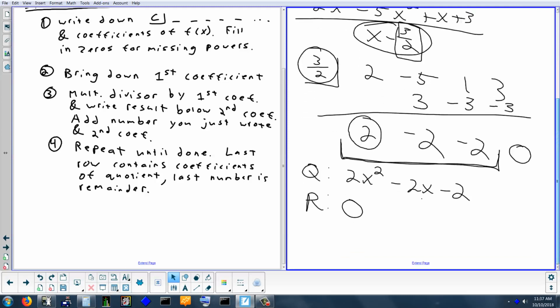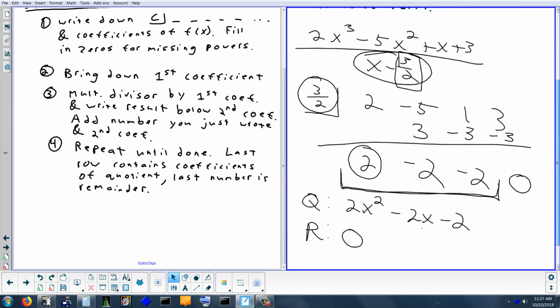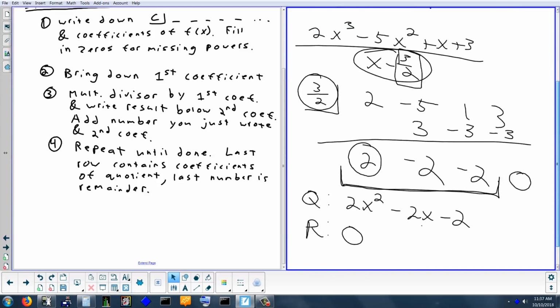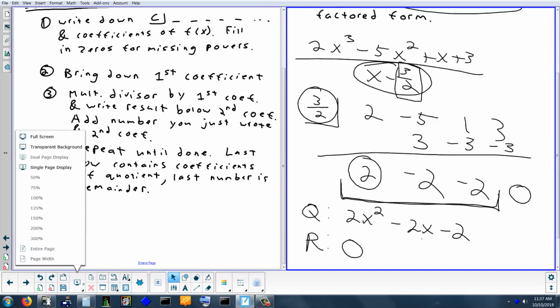Okay, we're going to do another synthetic division. Any questions on that one? It's a much faster way to do division, and it takes up a fixed amount of space, whereas long division keeps going down and to the right and you need a lot of room. Synthetic division, you don't.